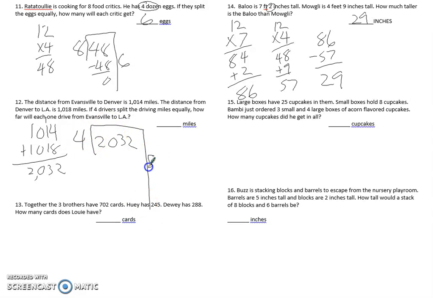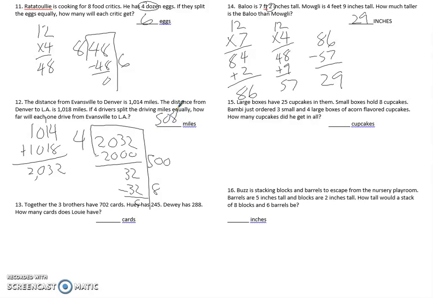And some people went, hey, you know what? I can do 500, because that would be 2,000. And then immediately I only have 32 left, which would be 8 more. And I'm done. 508 miles each.